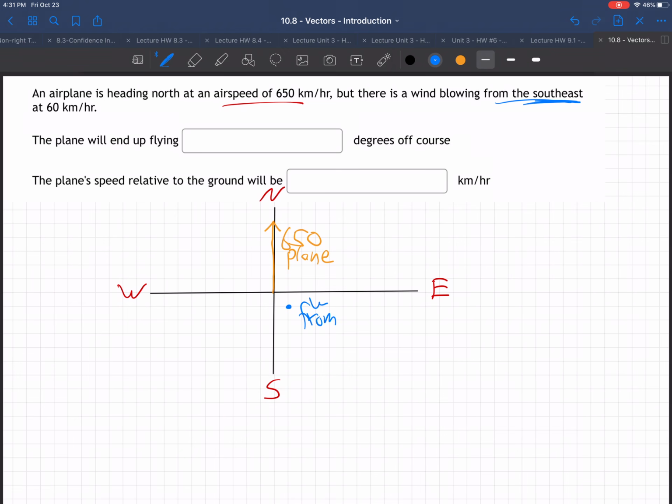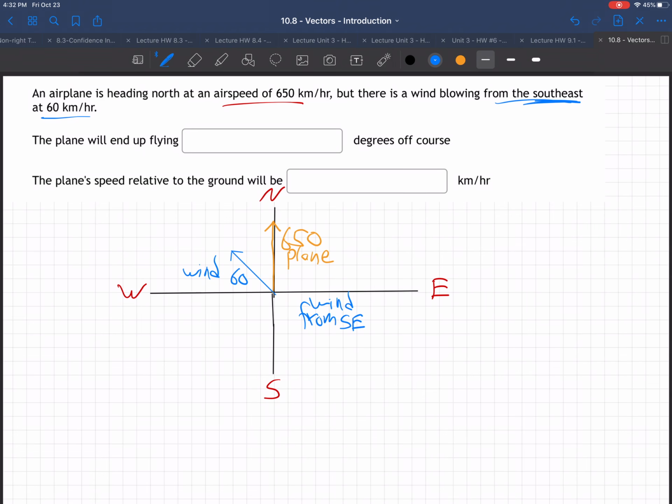The wind is from the southeast, which means the wind is actually blowing, if it's going from the southeast, that means it's blowing northwest. Right? If it's from the southeast, then it goes from the southeast, and blows up to the left, doesn't it? So let me get rid of this little part here. All right. Okay. So there's the wind vector. And what is it? 60 kilometers per hour. So that's the wind vector.